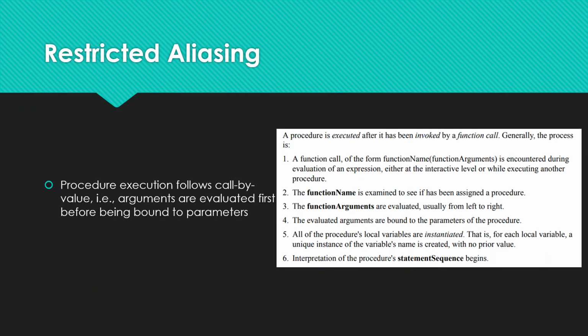For restricted aliasing, it's clear that Maple follows a call by value mechanism. Arguments are evaluated first before being bound to parameters, right before the statements inside the procedure get executed, possibly using those parameters.